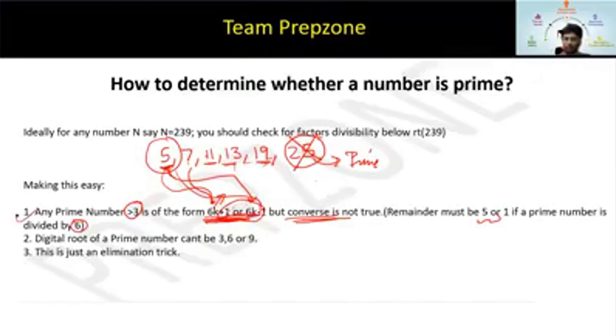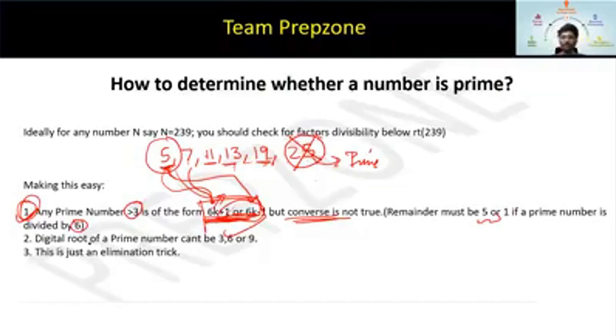First point clear? Point number 1 clear, everyone? Any doubt? See, I am saying that if a number is prime, then it will follow this rule of 6k plus 1, 6k minus 1. But if a number is not prime, then it can follow or it cannot follow. But a prime number will definitely follow this rule.